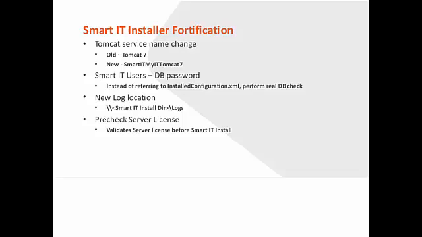Some of the points I want to list for the Smart IT installer fortification. If you have a machine where you have already installed mid-tier and now you want to install Smart IT, we were getting a conflict for the services, as Tomcat 7 is the name. So from Smart IT 1.0 SP1, we have changed the service name from Tomcat 7 to Smart IT MIT Tomcat 7. So we do not find any conflict, and both the mid-tier as well as the Smart IT will work and function without any issues.